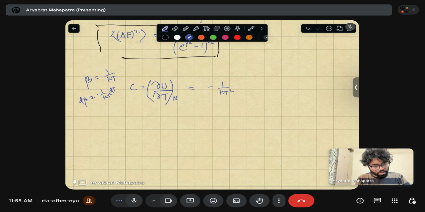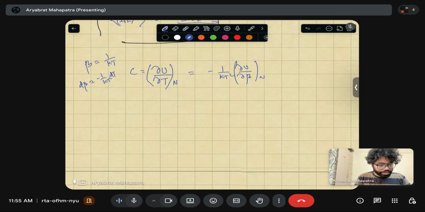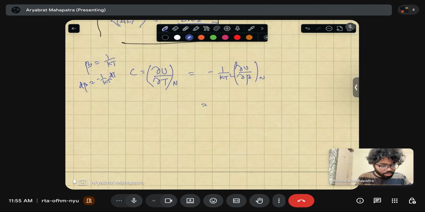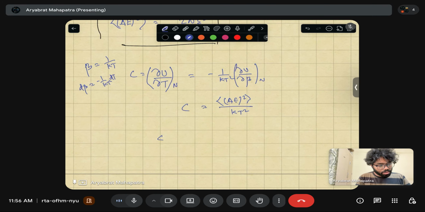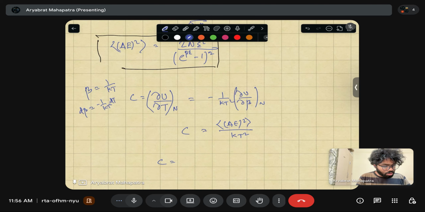So del u over del beta, again this can be written in terms of fluctuation. That is, C is basically the fluctuation delta E square over kT square. That means your specific heat C is 2n epsilon square.